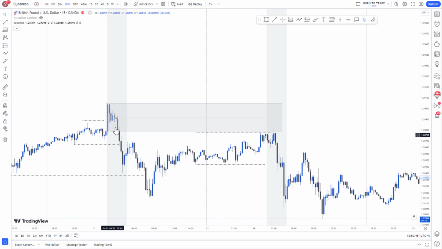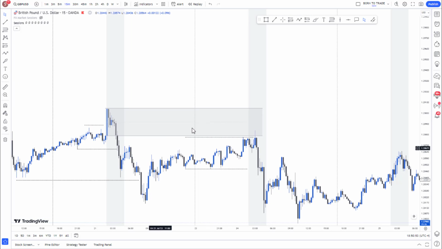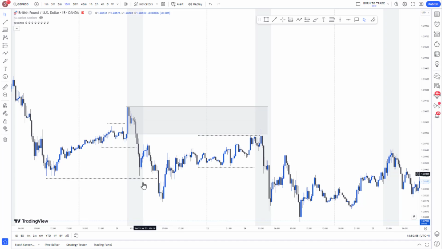So this is a valid order block for me, and you can see we still have some fair value gaps inside this order block. So this was a good one. And what you can actually see is that this was the specified time.